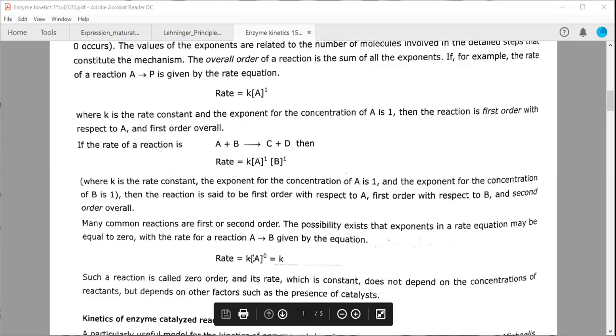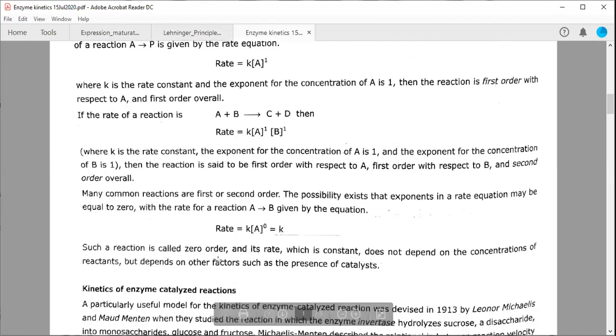So suppose the exponent is 0. You will simply put this 0 as the power of A. So this is the concentration of A and the power is 0. And now this value will become 1, because any number to the power 0 is equal to 1. And when you multiply 1 with K, it will be equal to K. So the rate will simply be your rate constant K. Okay, so for a zero order reaction, the rate of reaction is simply represented by this value K, which is also the rate constant or the proportionality constant.